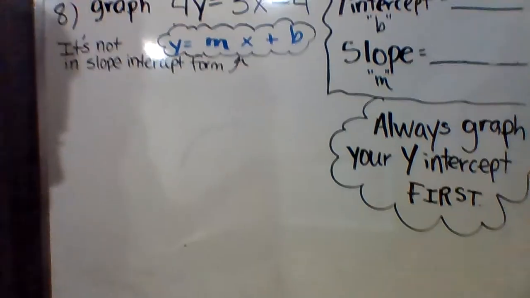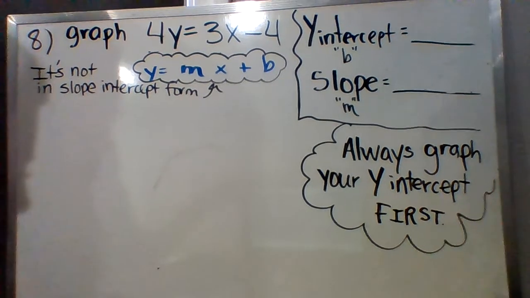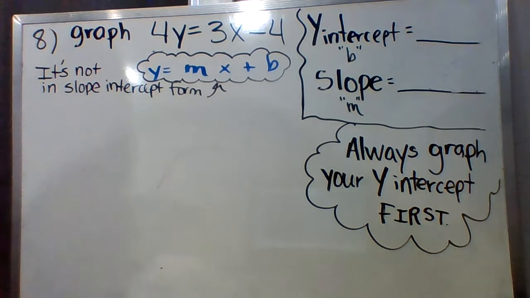Okay, this is problem number 8, and it is not in slope-intercept form, just like number 7 wasn't. So we are going to need to fix this equation so that it has the y by itself. It needs to say y equals mx plus b. So what's bothering the y? We have the 4 bothering the y. So you need to get rid of that 4 so that the y is all alone.